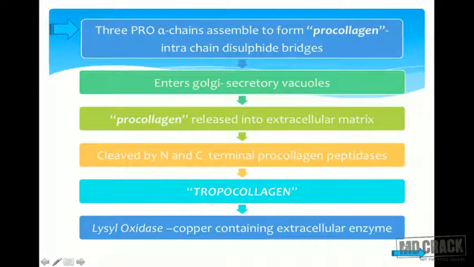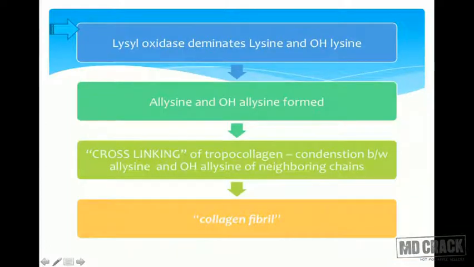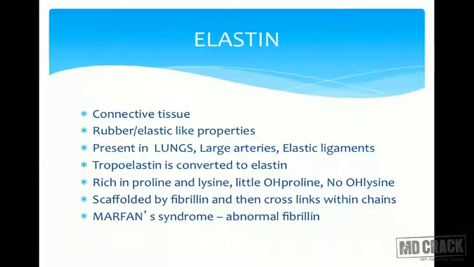Three pro-alpha chains assemble to form procollagen with intrachain disulfide bridges, which enters the Golgi and secretory vacuoles. Procollagen is released into the extracellular matrix and cleaved, and tropocollagen is formed. Lysyl oxidase acts, allysine and hydroxyallysine are formed, cross-linking occurs, and the collagen fibril is formed. So that is in brief the synthesis of collagen.